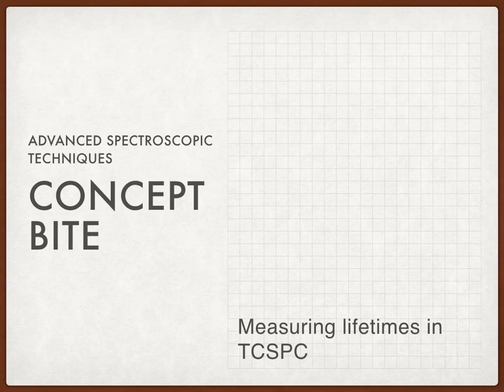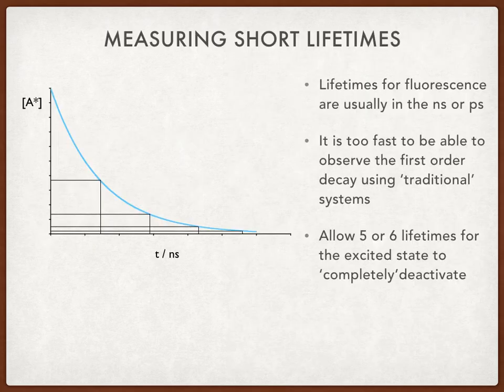This is a short concept bite covering essentially the principles behind measuring very short lifetimes for the technique of TCSPC. So TCSPC is time correlated single photon counting. We collect individual photons after certain periods of time between our initial excitation pulse and the arrival of the photon at the detector.